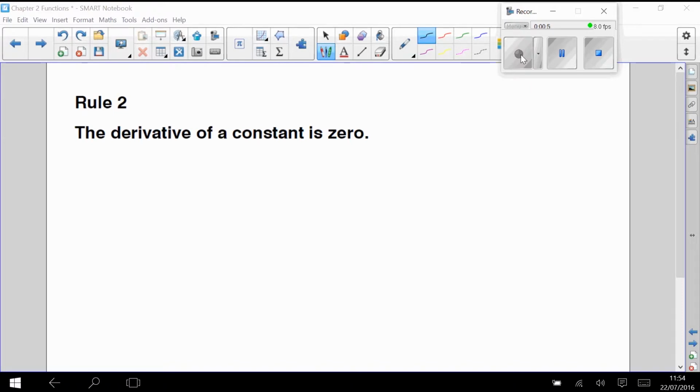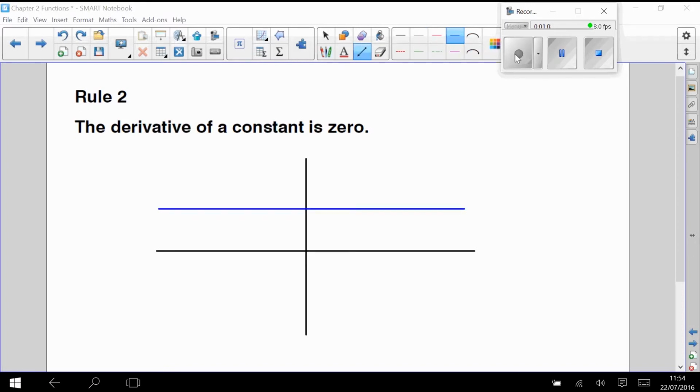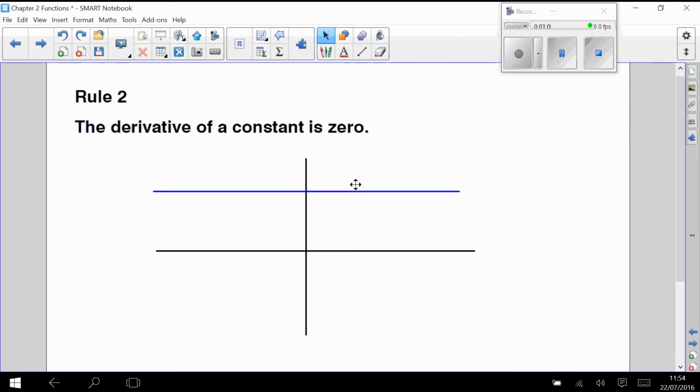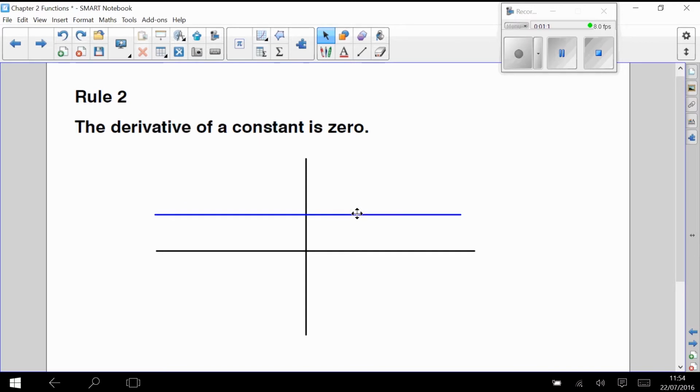The next rule is a nice rule. It says that if I have a constant for y, in other words, I have a horizontal line, its derivative is 0. You can see from my diagram that it doesn't matter where I would draw my horizontal line, the gradient of this horizontal line would have been 0. So as my y is a constant, the derivative is 0.